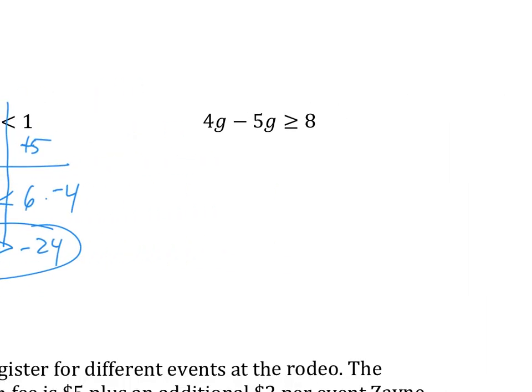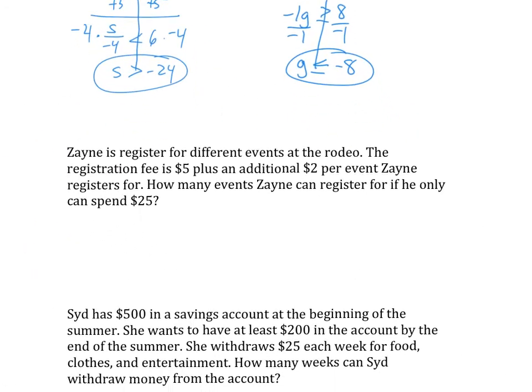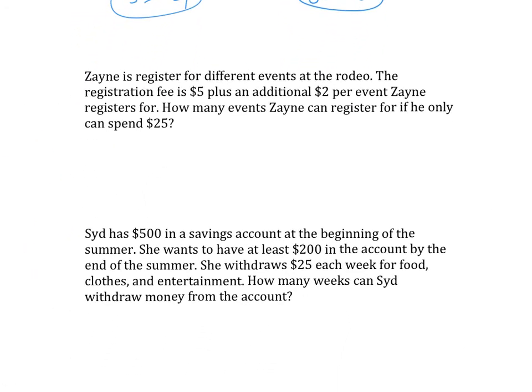Here we need to combine like terms before we can solve. So we have 4g minus 5g gives us a negative 1g, or just a negative g, is greater than or equal to 8. And now we can solve by dividing by negative 1 on both sides. And we get that g is now less than or equal to negative 8. Okay, we have to flip this inequality there. Let's look at some word problems.